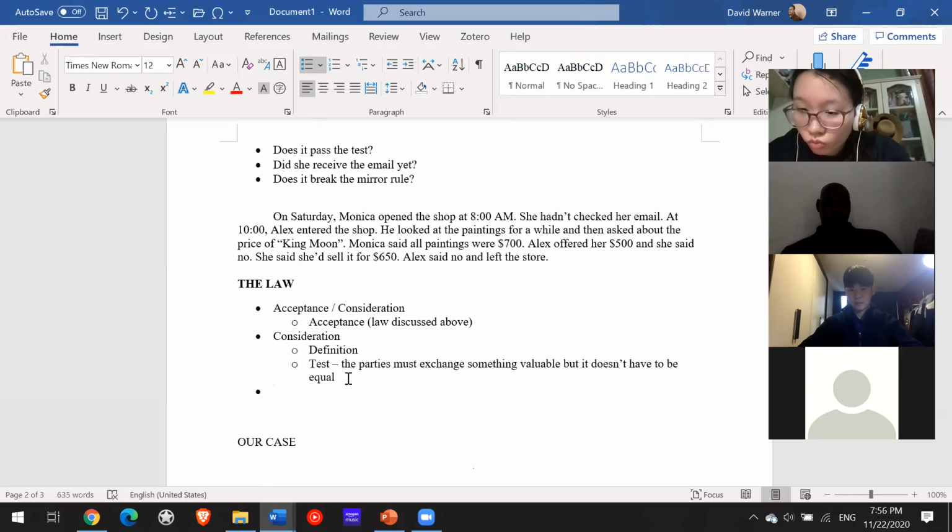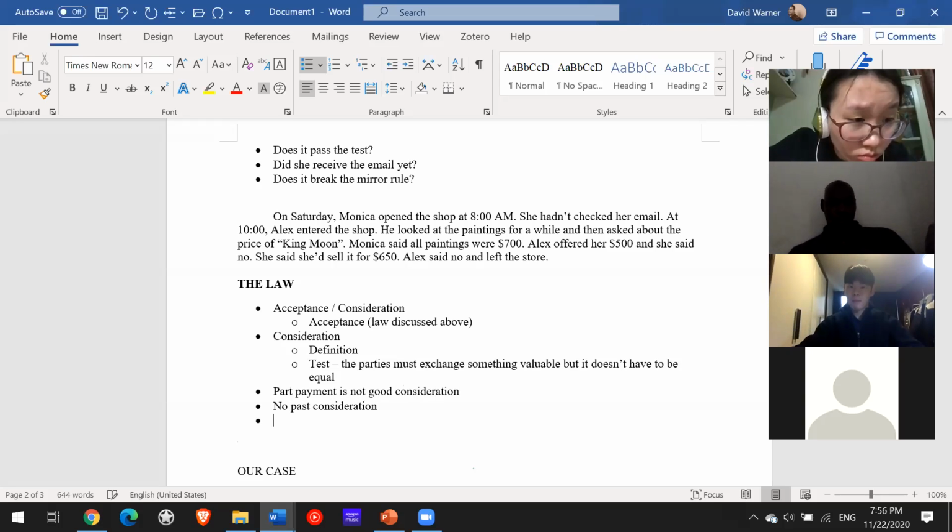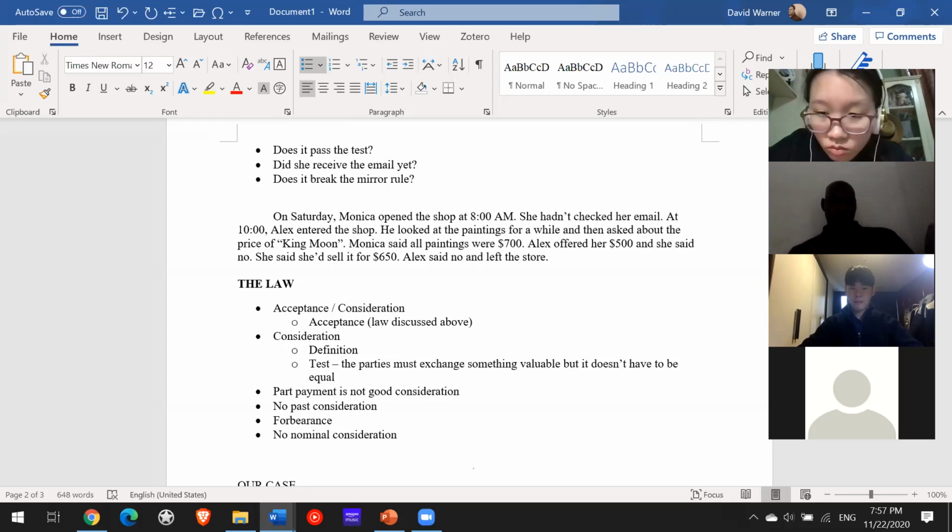Part payment is not a good consideration. Past consideration is not consideration. Anything else? Forbearance. Good. And last one. $1 is not a good consideration. Nominal means $1. So that's some of the stuff we learned.